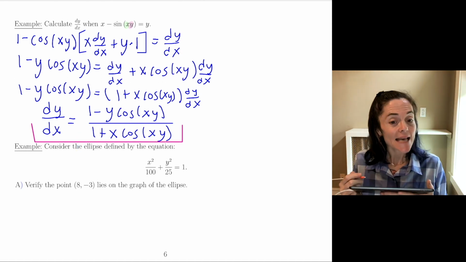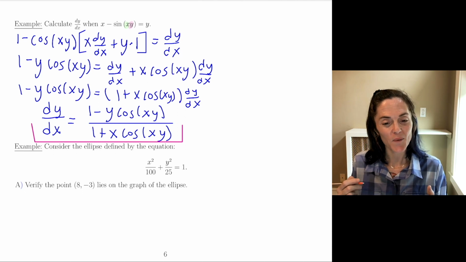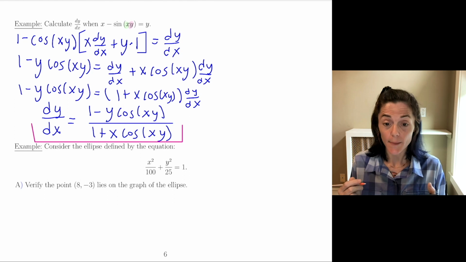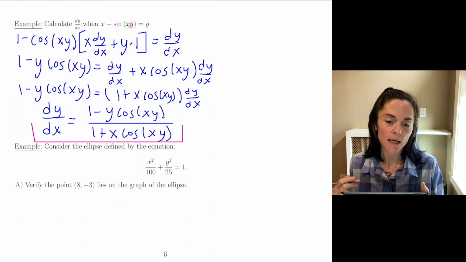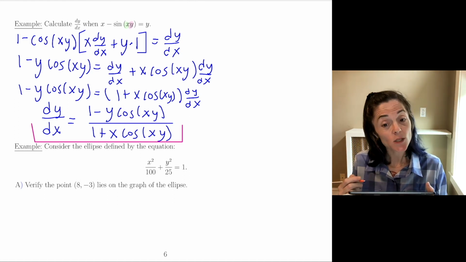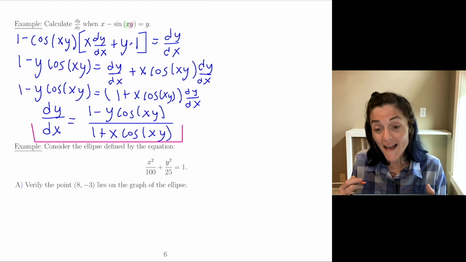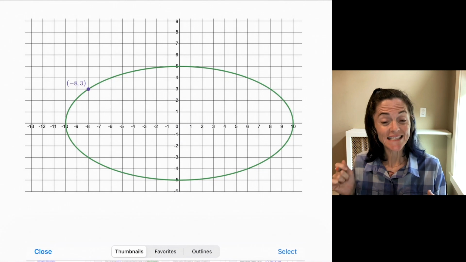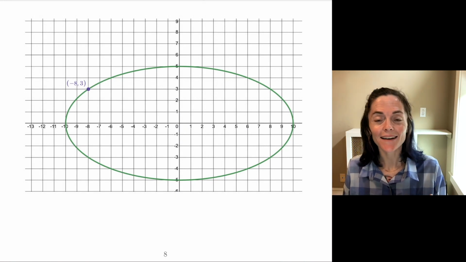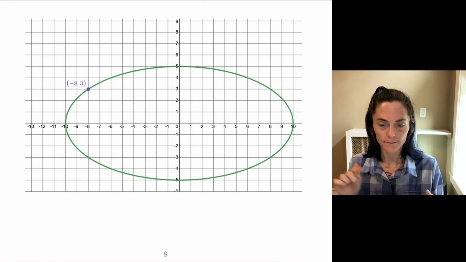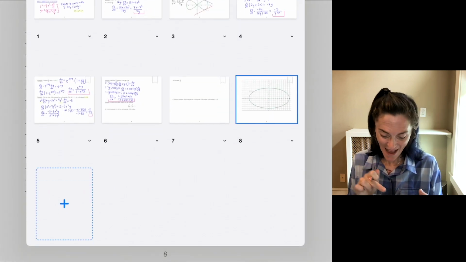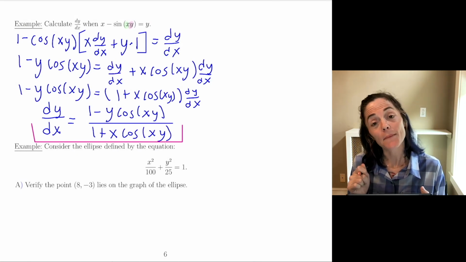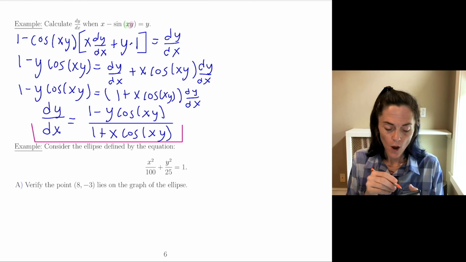Well, this is my last example, and we're going to go back and look at the picture here. So we will consider the ellipse, which is defined by this equation, x squared over 100 plus y squared over 25 equals 1. Well, if you want to see the picture, it is here, the beautiful ellipse. But let's go back to the question. First, we want to verify the point (8, -3) lies on the graph.